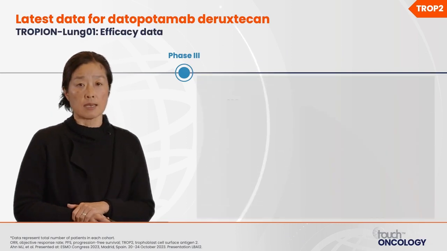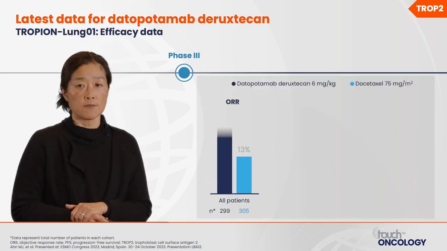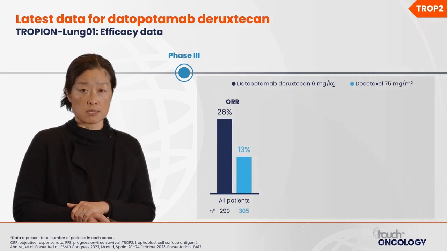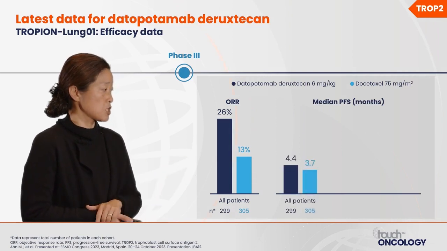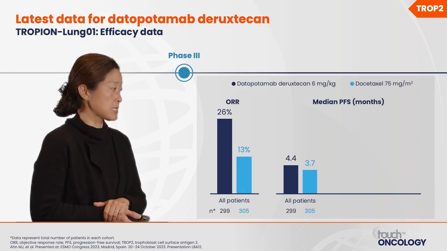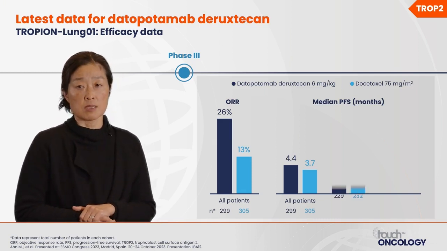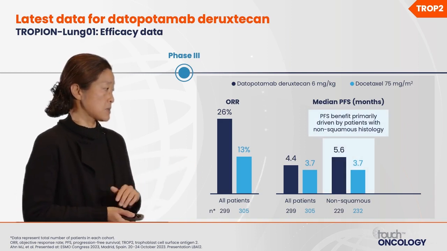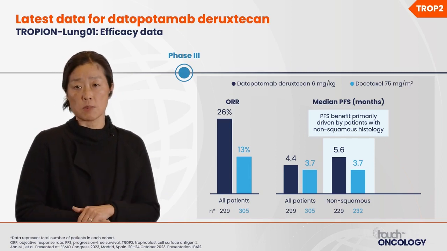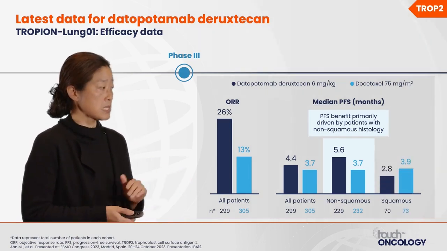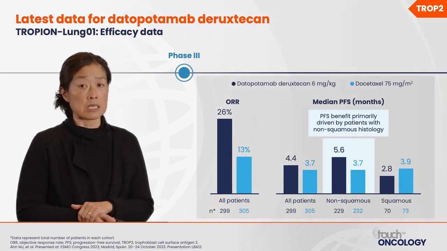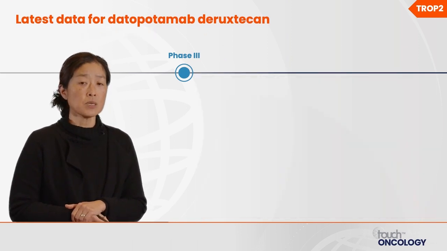And you can see the results here. The overall response rate for datopotamab deruxtecan was 26%, while the overall response rate for docetaxel was 13%. The median PFS in the overall population was better in the datopotamab deruxtecan arm, 4.4 versus 3.7 months. This PFS benefit was driven by the non-squamous histology, and in the non-squamous subset, the median PFS was 5.6 months for datopotamab deruxtecan, while being 3.7 months for docetaxel. This was not seen in the squamous cohort, where in patients with squamous histology, datopotamab deruxtecan did not do better than docetaxel.